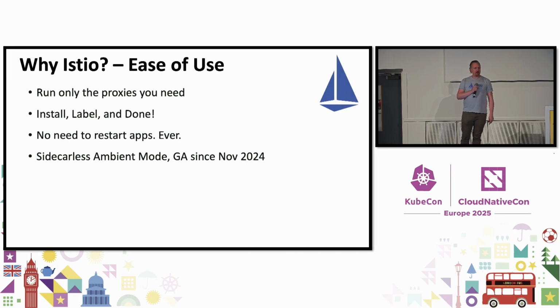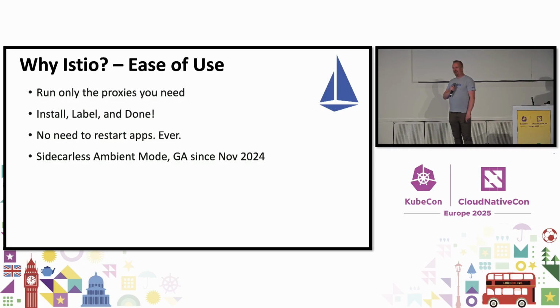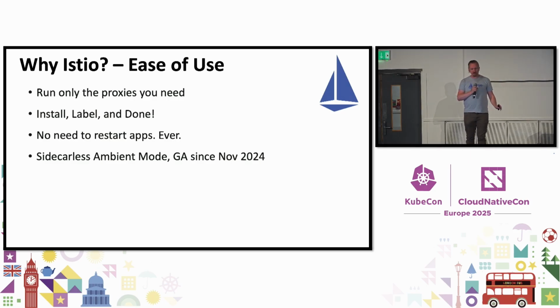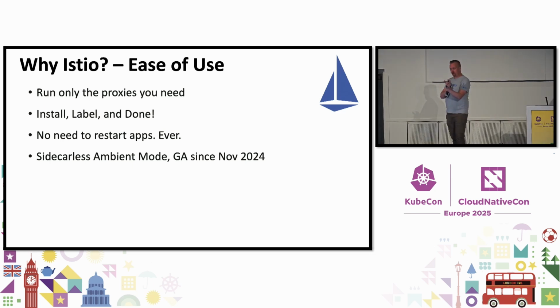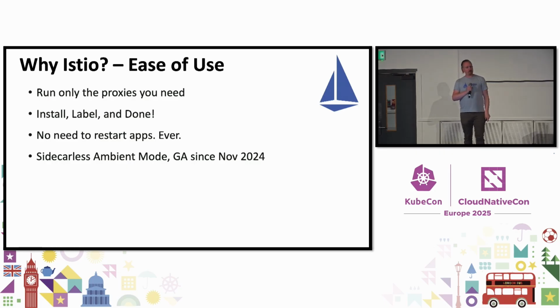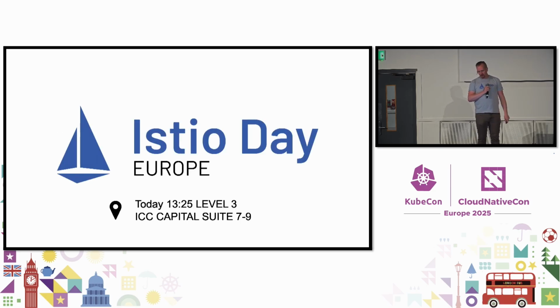Another reason to try Istio out for your service mesh needs is ease of use. And I didn't hear anyone laugh. Okay, so it used to be that this would have elicited a lot of laughter. I'm hoping that that pattern is dying out. With our new ambient mode, you're only running the proxies you need for the Istio project. The onboarding process is you install Istio with one command, you label whatever namespaces or pods you want captured with another command, and you're done. So there's no need to restart your apps or anything else. You get started very quickly and very easy with Istio, and that, of course, is generally available since November.